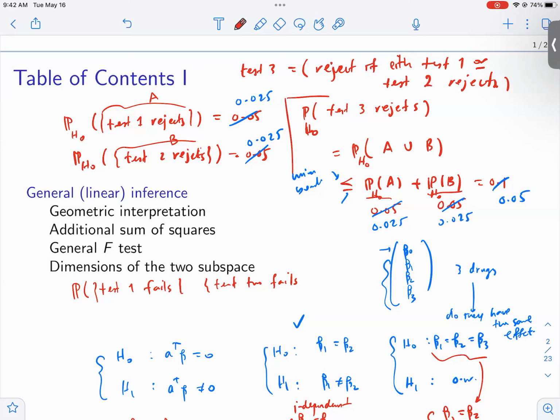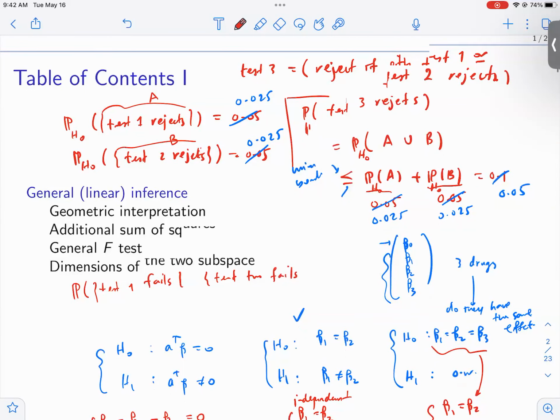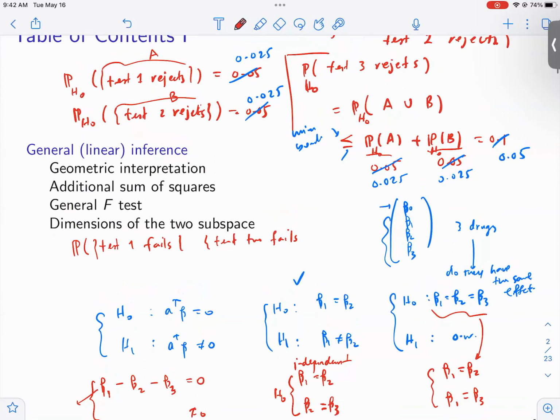Okay, so this is doable. Based on the t-test, like two t-tests, you can do this. But you can see if you have more than two constraints, so I have like beta 1 equal to beta 2, beta 2 equal to beta 3, let's say I have a bunch more of these. So let's say I have 10 of these conditions, then I would have to divide 0.05 by 10. So I have to test individually at level 0.005, which is very strong.